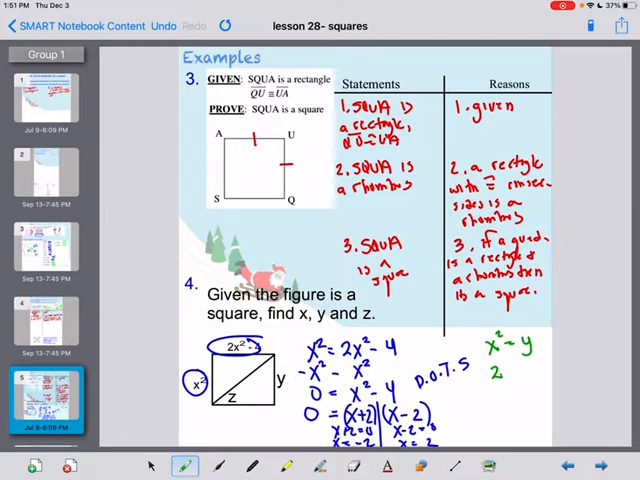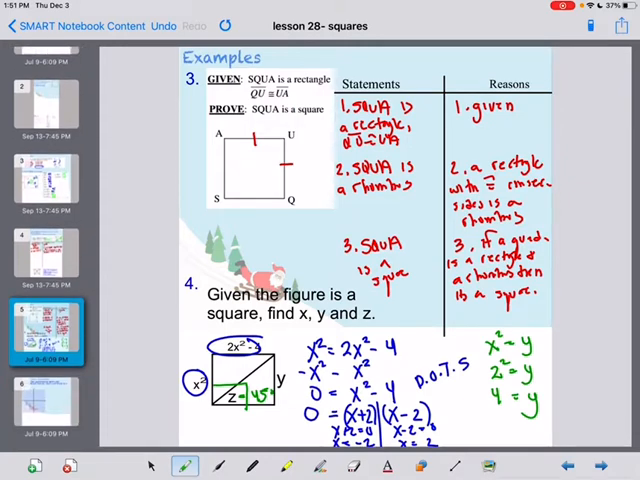So if I plug in 2, I get that y is 4. Not bad. And z, I actually don't have to do any calculation for, because we know the corners are all 90 and the diagonals bisect them. So half of 90 is 45 degrees, or 45. So that's the answer for this one.